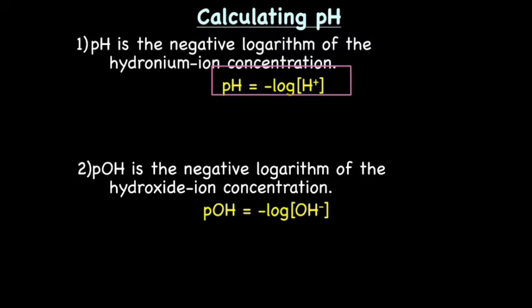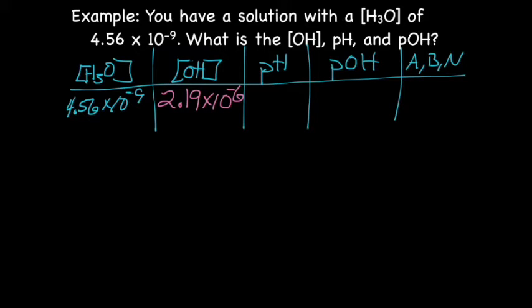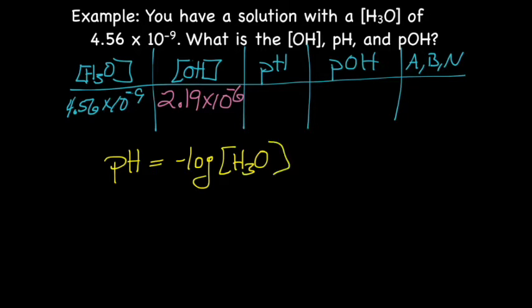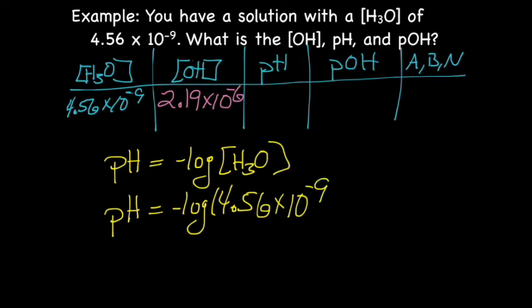pH equals negative log concentration of H plus, or concentration of H3O. So pH equals negative log of 4.56 times 10 to the negative 9th, which gives us 8.34 because of sig figs. So our pH is 8.34.